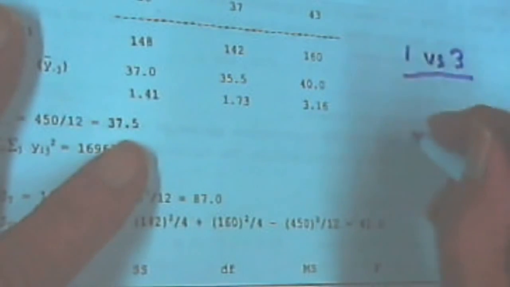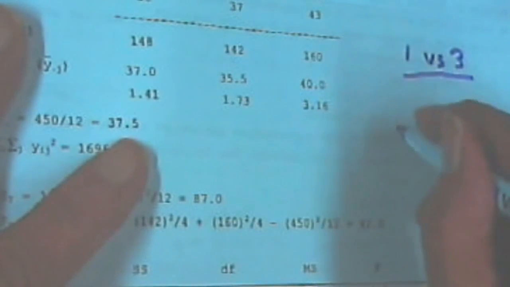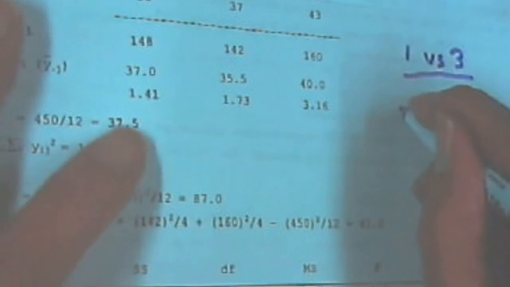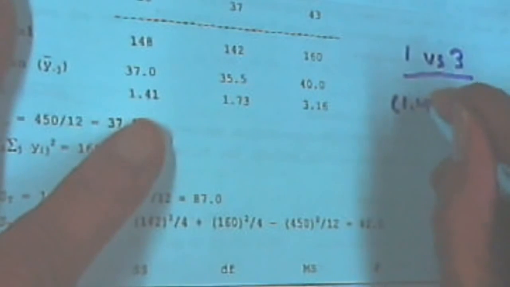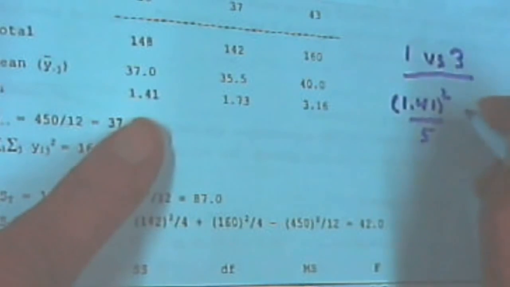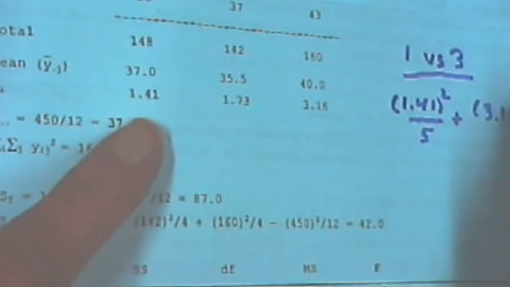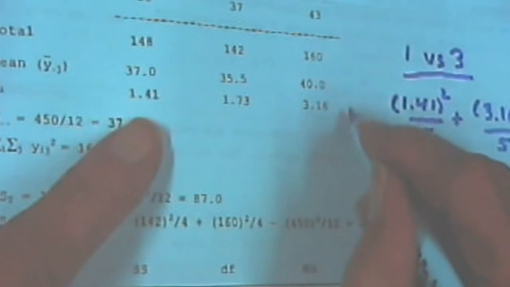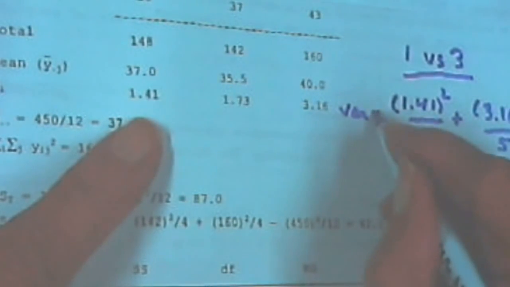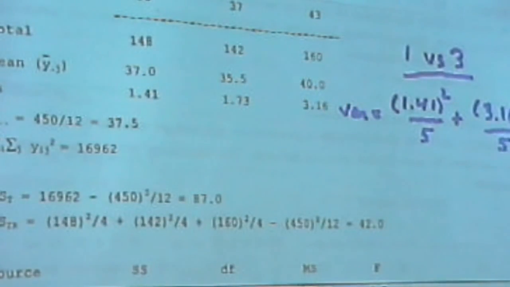And so the denominator in the Welch t-test should be the square root of, and then it should be S1 squared, which would be 1.41 squared over N1, which is 5. And then the other variance is 3.16 squared over that sample size, which is again 5. And so this is my variance. So let me try to work that out.